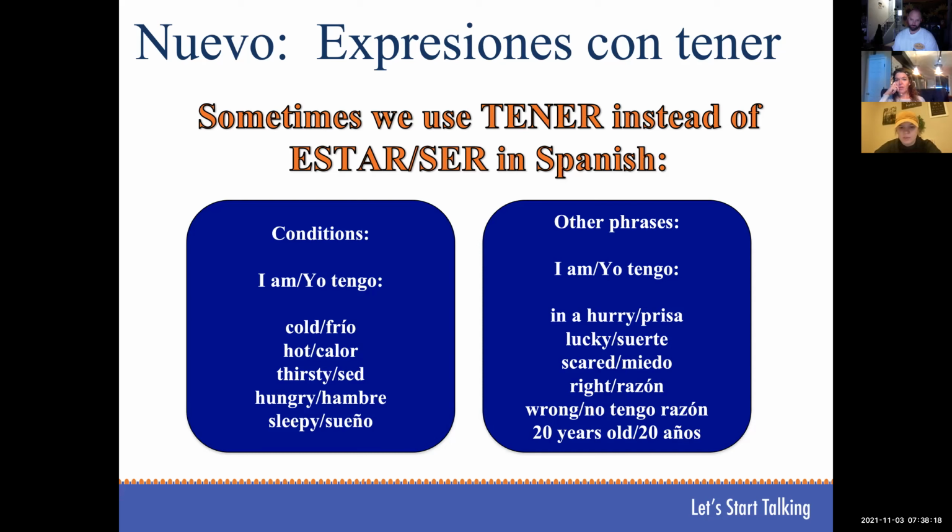And then, to say I'm right about something, you say yo tengo razón. And to say you're wrong, you just make that negative. No tengo razón. For age, you say yo tengo 20 años. Años.